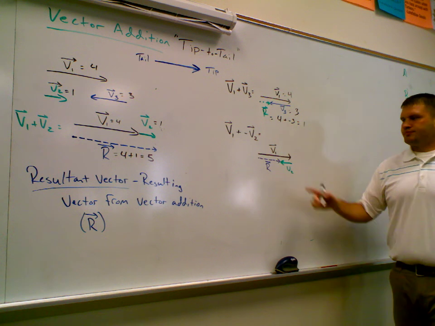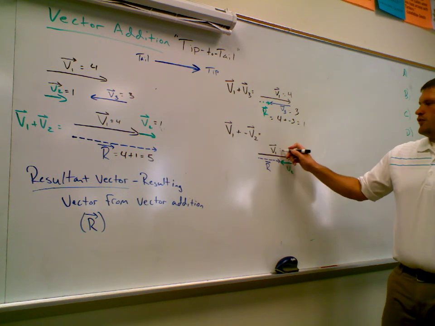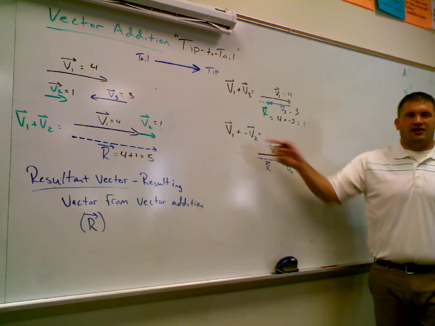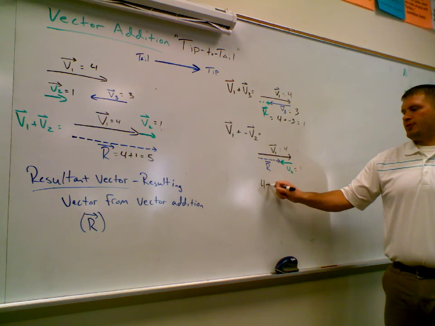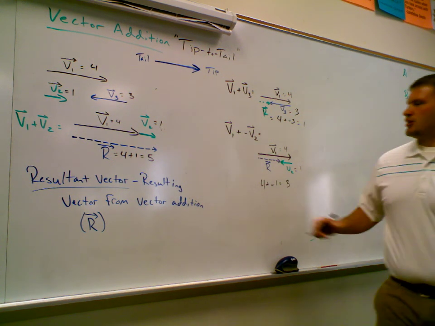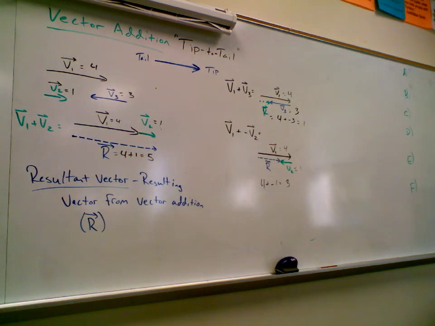And for this one, V1 and V2. V1 is still 4. V2 is 1. But now it's negative V2. So it's 4 plus negative 1, which is 3. The resultant would be 3. Does that make sense, guys?